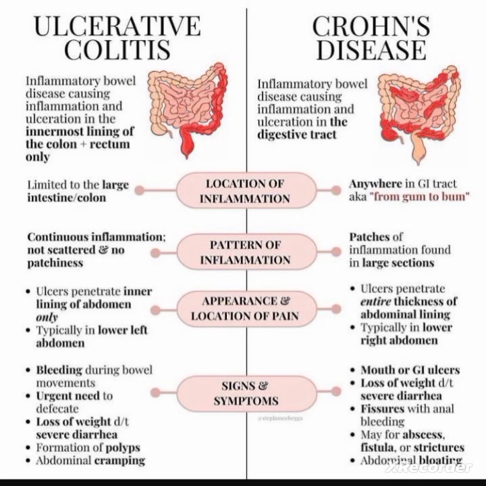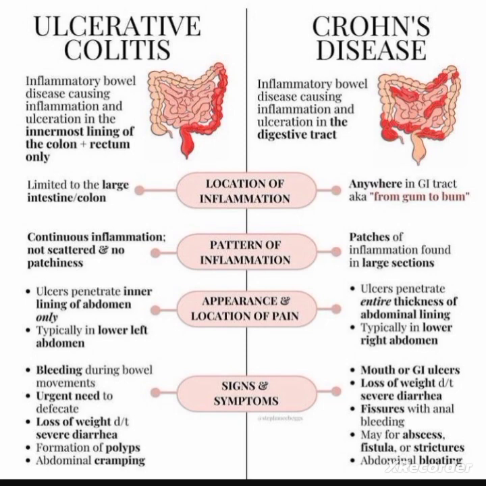So next point, location of inflammation. Location of inflammation we already discussed: ulcerative colitis affects the large intestine and rectum. But Crohn's disease affects the entire gut, from mouth to anus, any part of the gut.